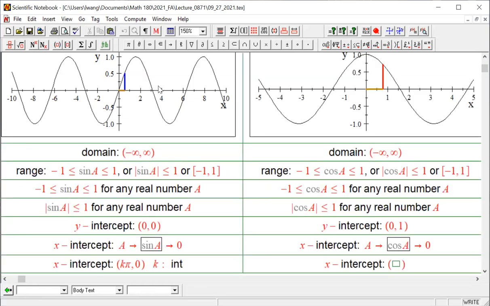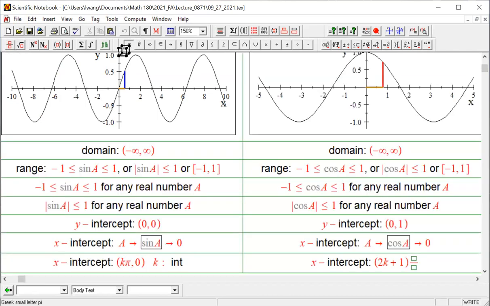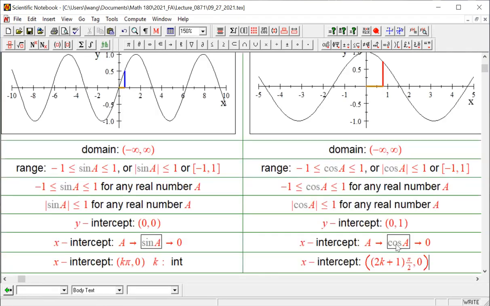Therefore, the x-intercept will be 2k plus 1 multiplied by pi over 2. Odd number multiples of pi over 2. I think the words should help us to understand. Comma, 0. So I'm going to put a point right like that, where k is an integer.